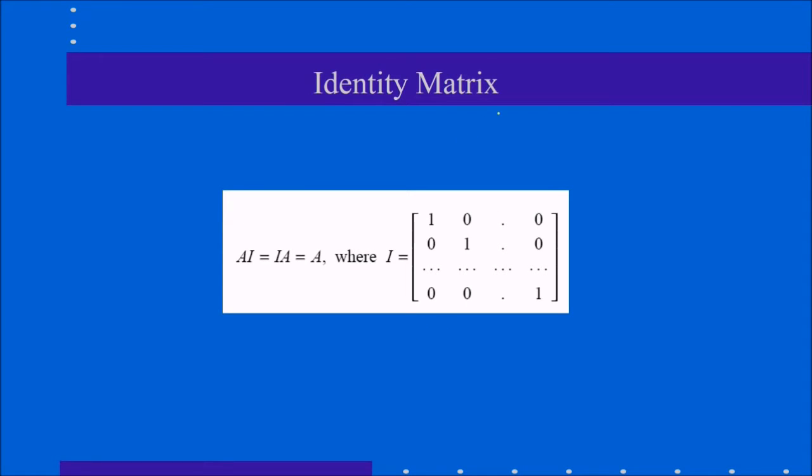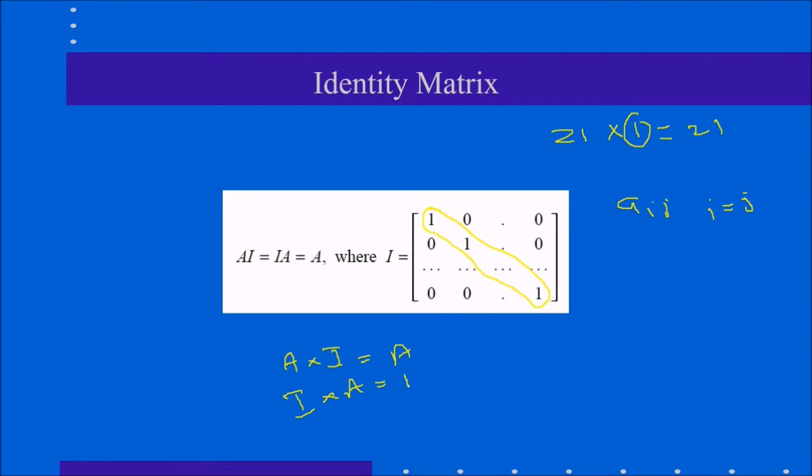Identity matrix. Say you have the number 21 and you multiply it with 1, what will the value be? 21. In a similar fashion, in matrices also we have the identity matrix. You have the principal diagonal, and in it all the values are 1. That means Aij where i equals j are 1s and the others are 0. This is the identity matrix. If you multiply A by I, you will get A, and if you multiply I by A, you will get A.